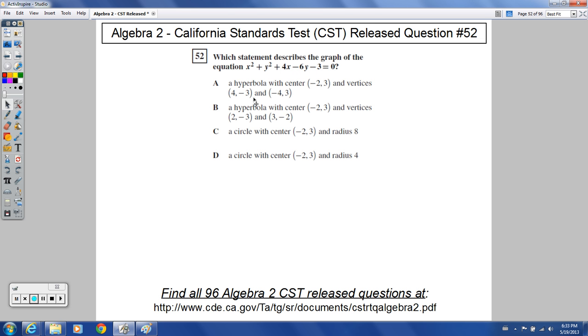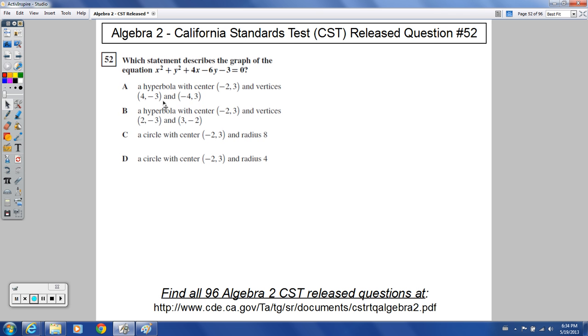If you watched number 51, the one just prior to this one, it's very similar to that. So it might be good to review that one if you're struggling with problems like this as well as this one. But I see completing the square twice going on again, just like number 51. I want to get it into this general form where I have x plus or minus something, squared, and the same thing with y plus or minus something, the quantities squared.